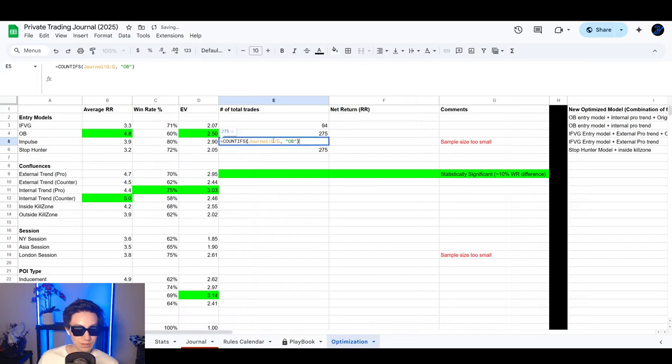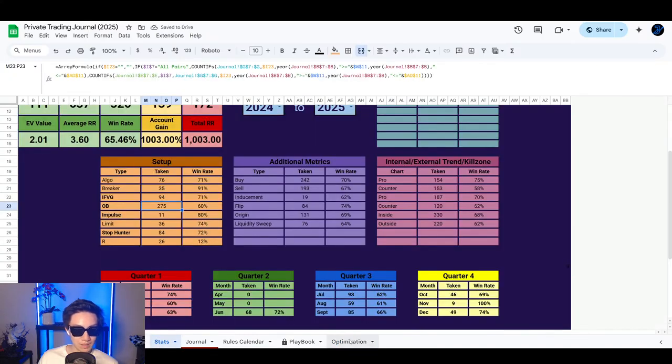And as a matter of fact, right here, all we're going to do is just change these. So this is called impulse. Again, only taking 11 trades in impulse, so it makes sense why the stats are so high. Stop hunter, 84. Yep, there it is.